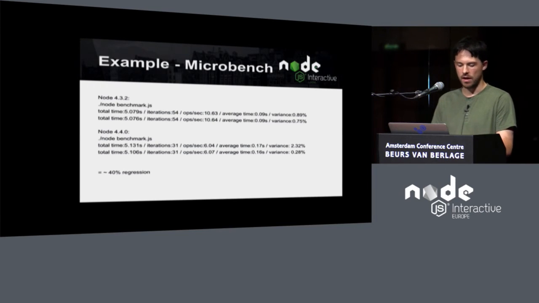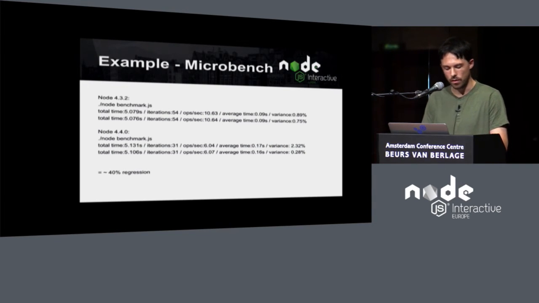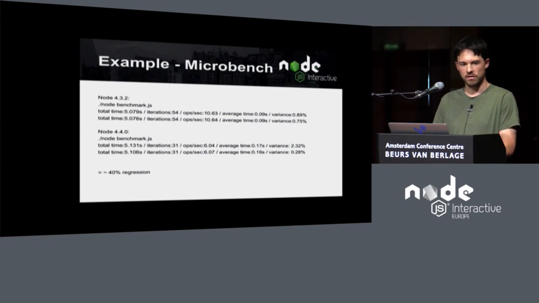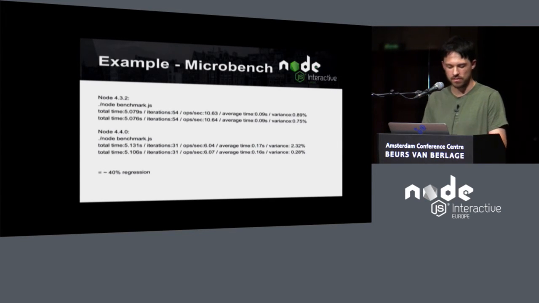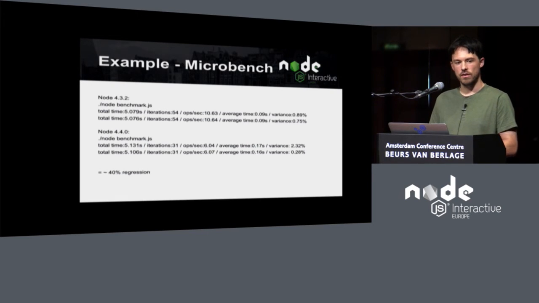When we were running this a few months ago between Node 4.3.2 and Node 4.4, we noticed quite a sizable regression between the two versions. We can see there that in Node 4.3.2, we were getting about 10 operations a second, 10.6 operations a second. When we went up to Node 4.4, we were only getting just over 6 operations a second. So it's a fairly sizable regression. Again, it may not be something that you would pick up in a larger benchmark, but it's something that we could easily recreate. We could run a number of tests, and we would be fairly confident we could recreate it because they're quite distinct numbers, 6 and 10.